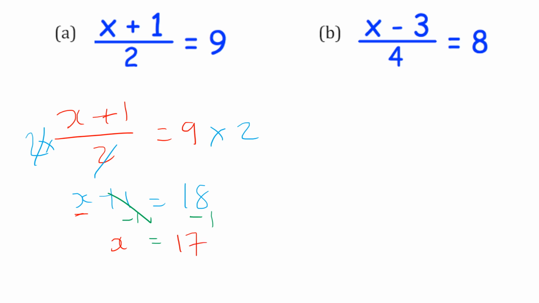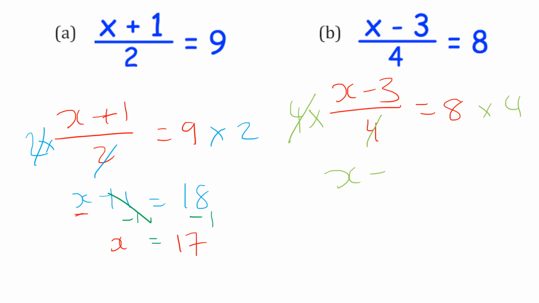Second question is the same thing. We have to get rid of the bottom number to get x. How do I get rid of dividing by 4? This 4 is dividing. We get rid of this divided by 4 by times by 4. So we times this side by 4 as well. These two cancel out, so we're left with x minus 3 equals, what's 8 times 4? 32. And I want x by itself. How do I get rid of that minus 3? We do the opposite, which is plus 3. Plus 3, 35. x equals 35.